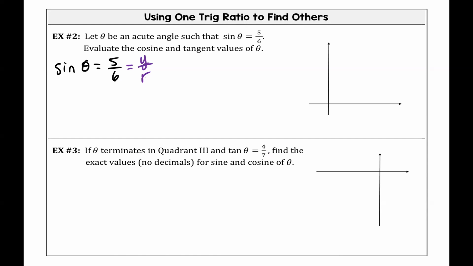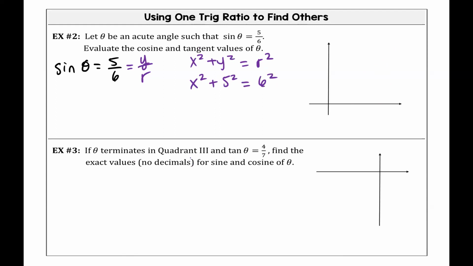What's the title of that? Using trig ratios to find the others. Okay, so in order to find cosine and tangent, we need to know what? Our x, okay? So we know we've gone up 5 and our radius is 6, but we don't know how much over we've gone. Does that make sense?